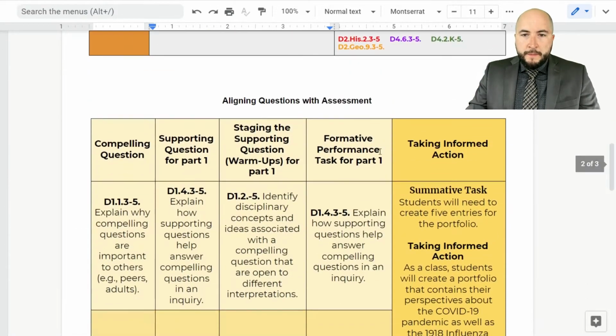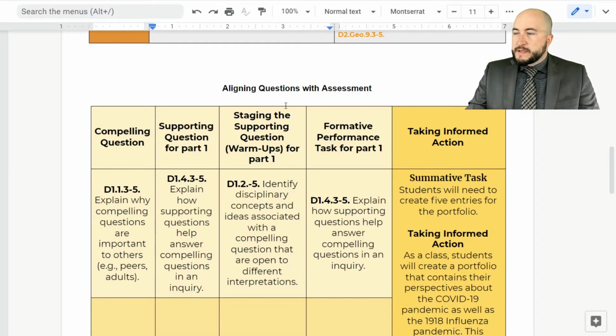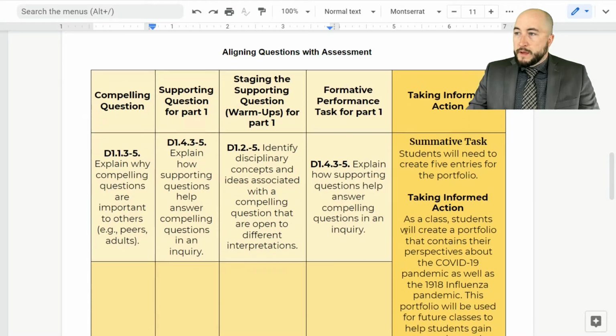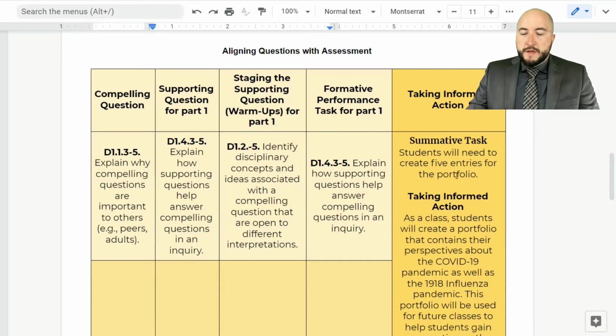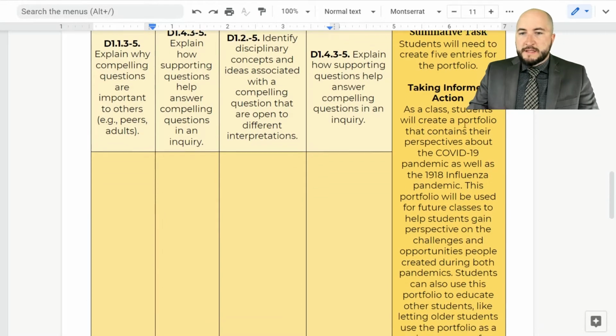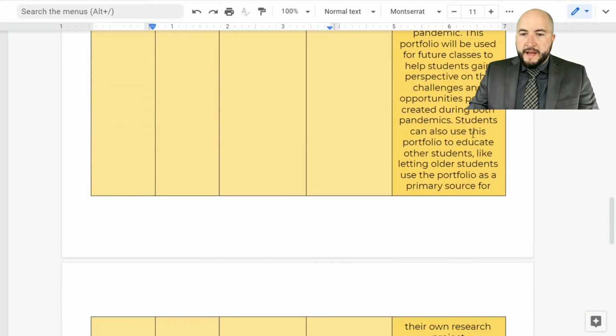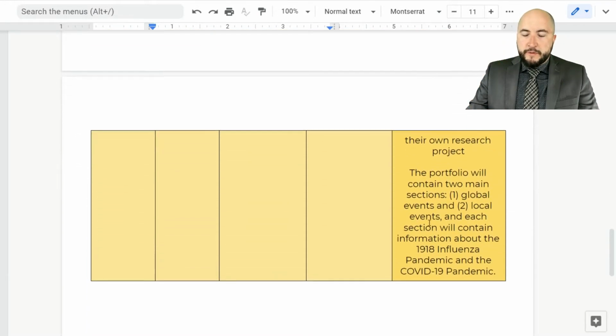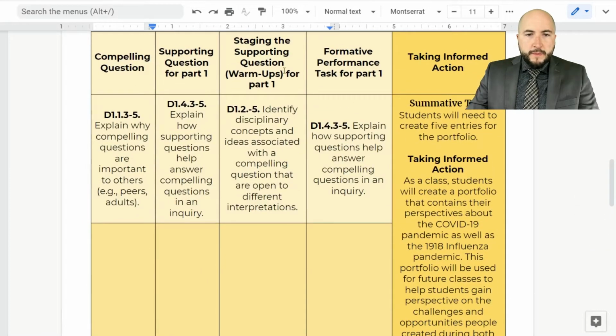If we scroll down even further, we see I've added a chart down here below. I call it aligning questions with assessment. Again, our assessment is this piece. So I just showed you that. I removed all the color, but this is the exact same summative task, the exact same taking informed action. If we scroll down, we see it goes farther. And here we have a new section. We have compelling question, supporting question for part 1, staging the supporting question, formative performance task.